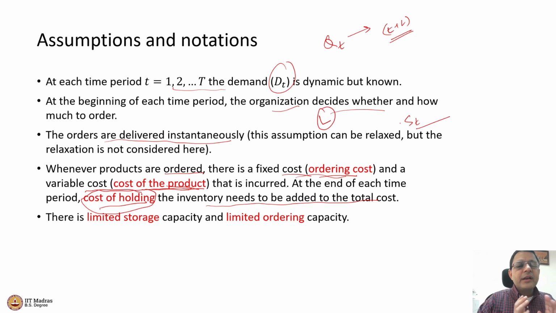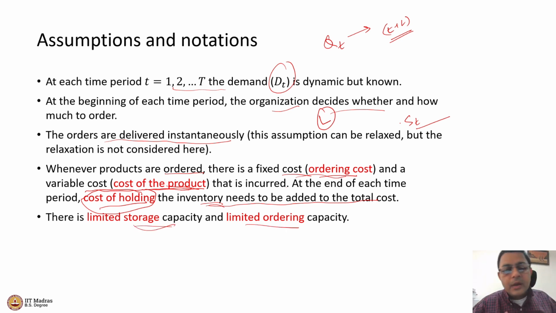We will say that there is only limited storage capacity. The store is not going to hire a separate warehouse. The store has a separate area which is used as a warehouse. So it has limited capacity. It is going to store all kinds of products, and salt can only occupy this much space. Therefore, there is very limited storage capacity, which means how many units you can hold in inventory is limited.